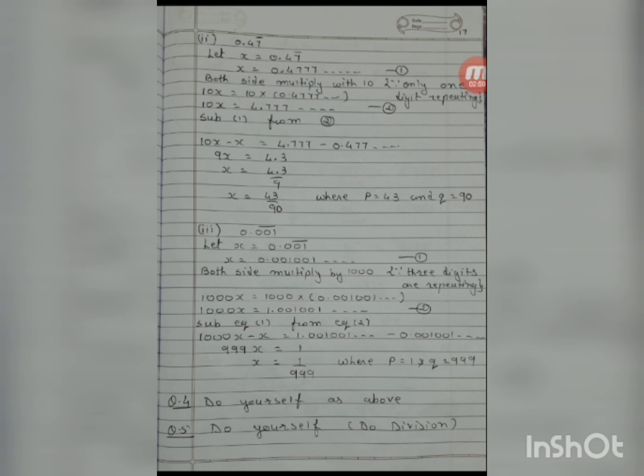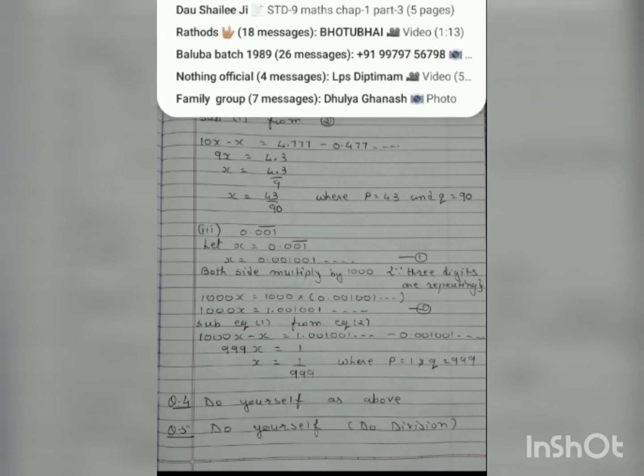Now third number, 0.001. Here the bar is on 3 digits. So both sides we multiply by 1000. So 1000x is equal to 1000 multiplied by 0.